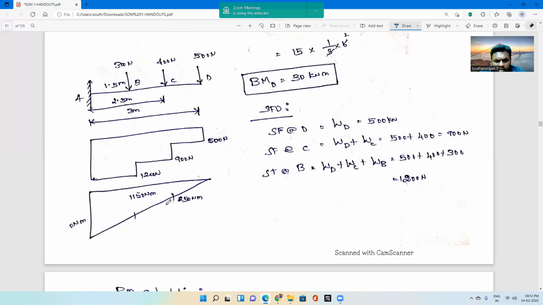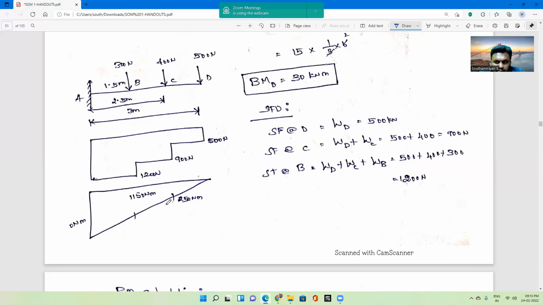So next we will go through the sum step by step. First, we will calculate the shear force at a distance of D. Shear force at D will be W, that is the load at D point, which will be 500 kilonewton. Next, shear force at C point will be the previously applied load at D along with its load at C point.